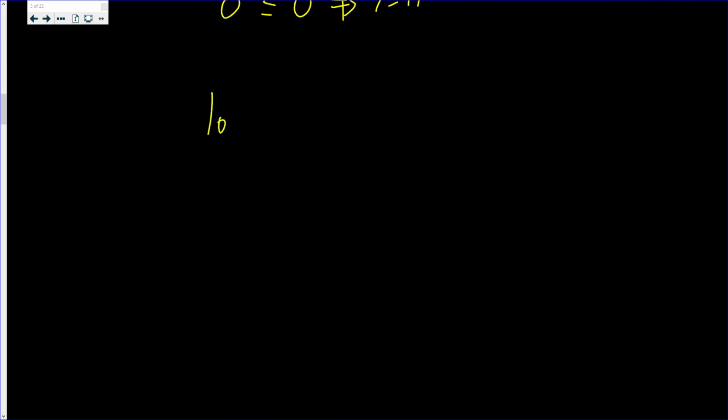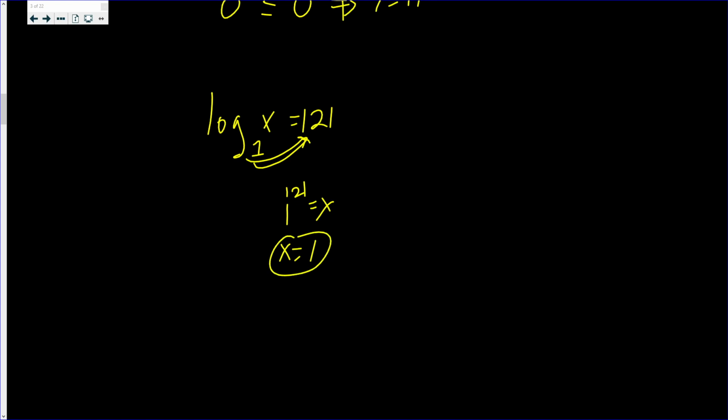Let's look at that again. What if the base is 1? Okay. 1 to the 2, what is this equal? 1 squared is x, but x is 1. If I had 12 here, 1 to the 12 equals x, but 1 to the 12 is 1. If I had 121, 1 to the 121 is 1, which equals x. The x is always 1.